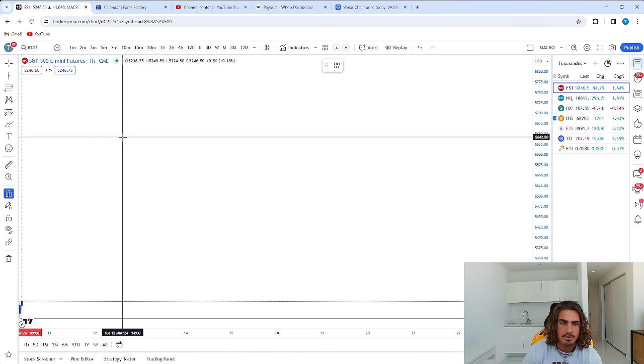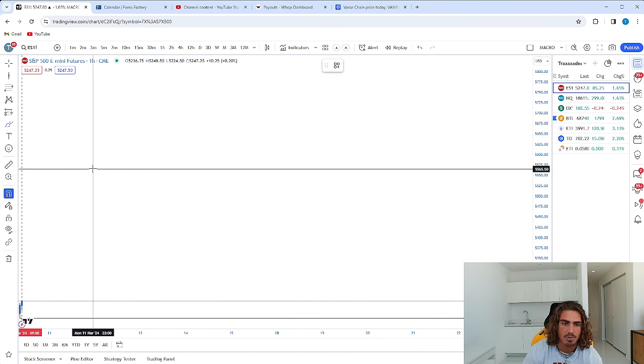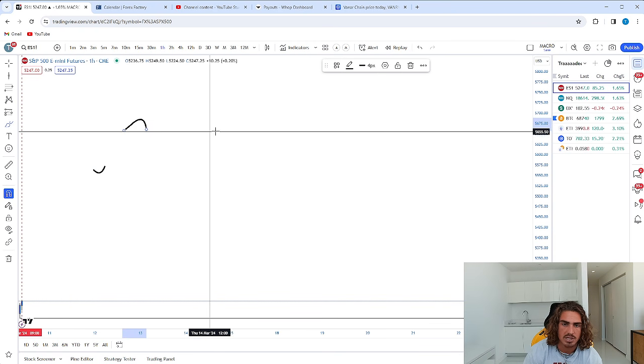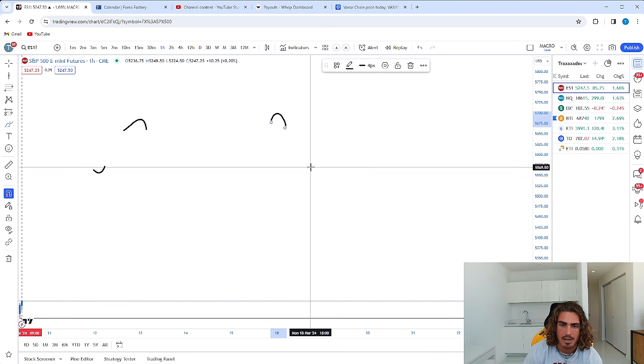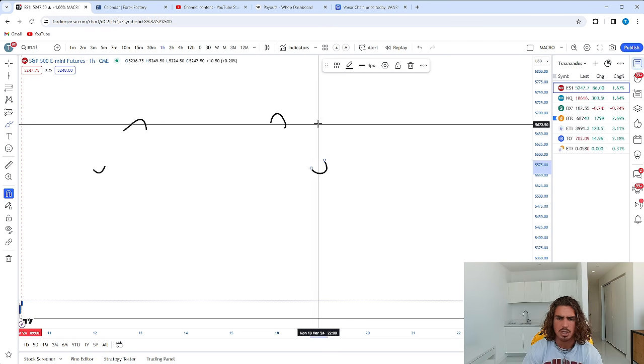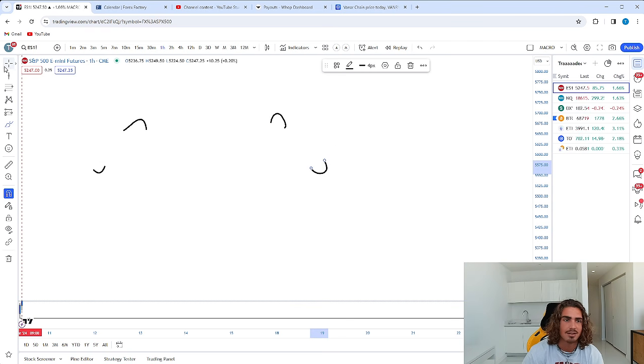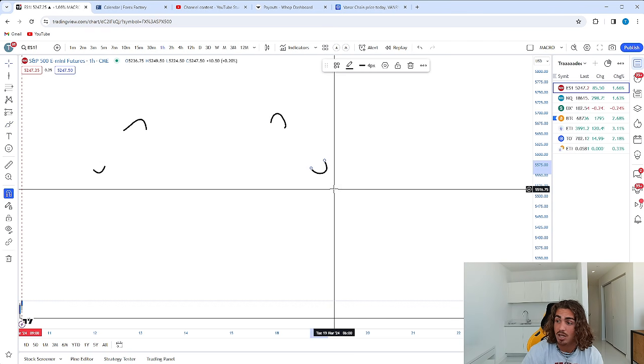Like I was saying yesterday, we identify it with a swing, from a swing low to a swing high, or from a swing high down to a swing low.